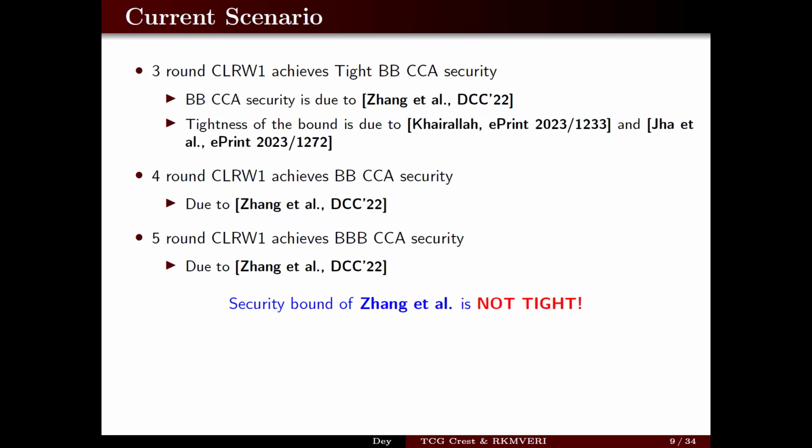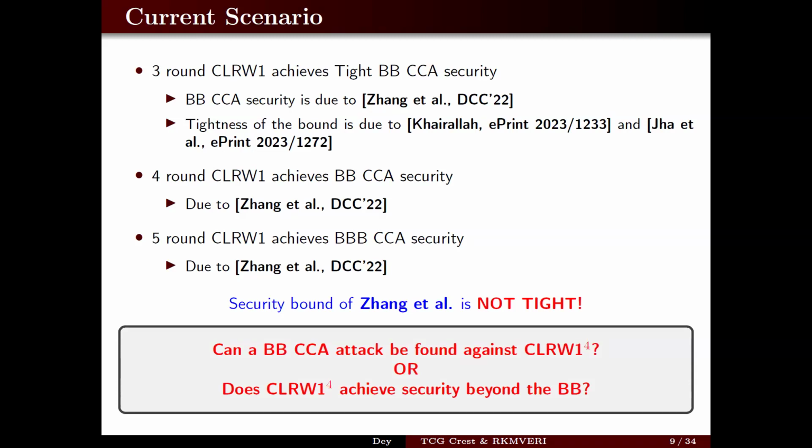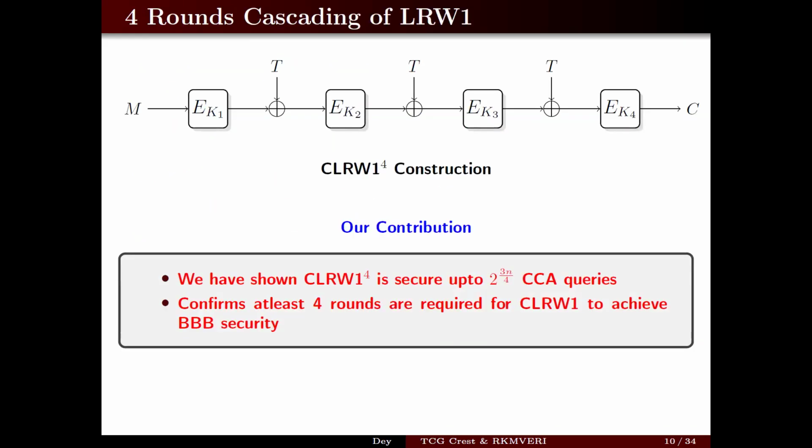So this actually motivates our work. We are basically looking for an answer to the question: can the birthday bound security of CLRW1 be extended to achieve beyond birthday bound security, or is there any birthday bound CCA attack on this construction? To answer this question, we have shown that CLRW1 with 4 rounds is secure up to 2^(3n/4) CCA queries, and it confirms that at least 4 rounds are required to achieve beyond birthday bound security.